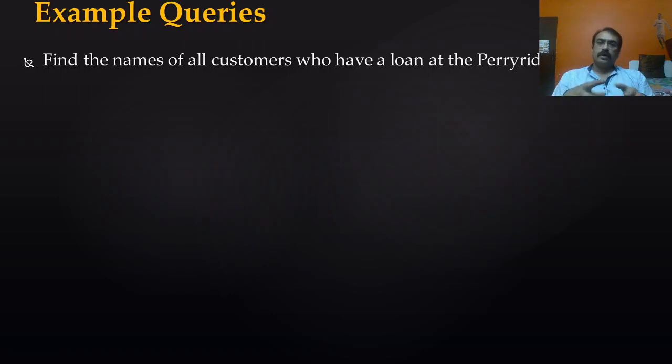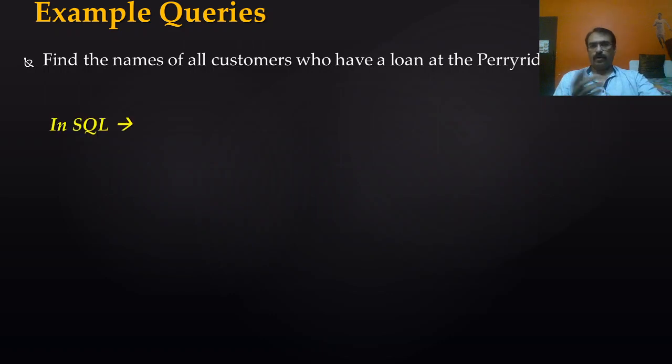Find the names of all customers who have a loan at Perry Ridge branch. Now I'm using two relations here. I want names of customers, so I need to use the borrower, and I want the loan should be taken from Perry Ridge branch. Then I have a condition, branch name is equal to Perry Ridge, and that information I'll get from loan. So two relations I am going to use here, borrower and loan.